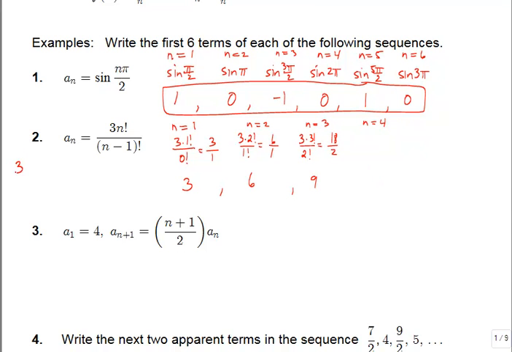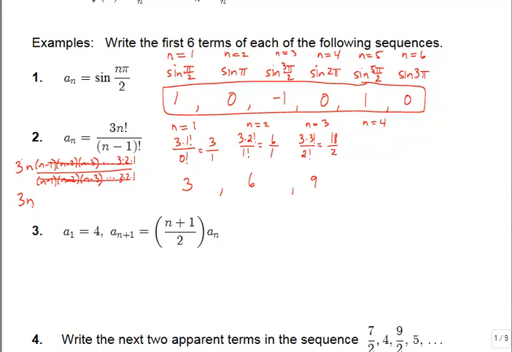Remember that n factorial by definition is n times n minus 1 times n minus 2 times n minus 3 all the way down to 3 times 2 times 1. So n minus 1 factorial is n minus 1 times n minus 2 times n minus 3 all the way down to 3 times 2 times 1. So all of these factors on top will cancel with all of these, meaning the only thing we'll have left is that 3 and that n.